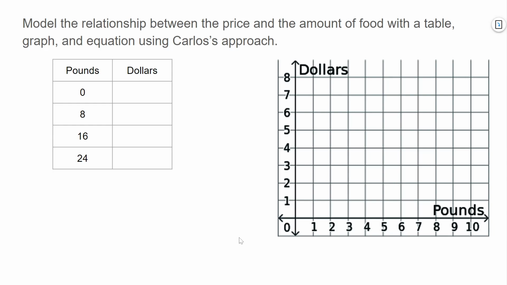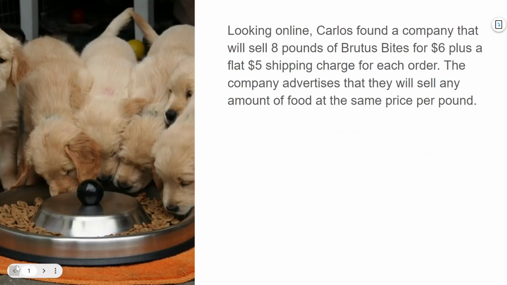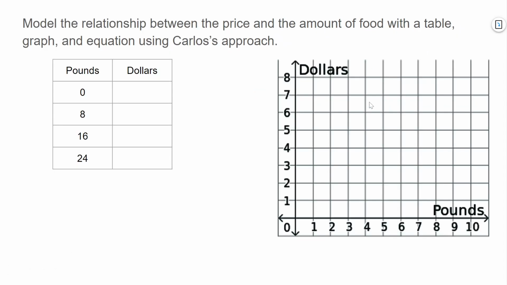So keep in mind it is, let me double check here, $6 per 8 pounds plus a $5 shipping charge. So what that means is if someone isn't buying any, they would be shipped an empty box for $5. But if they decide that they want to purchase the 8 pounds, it would be $6 plus the $5 for a total of $11.